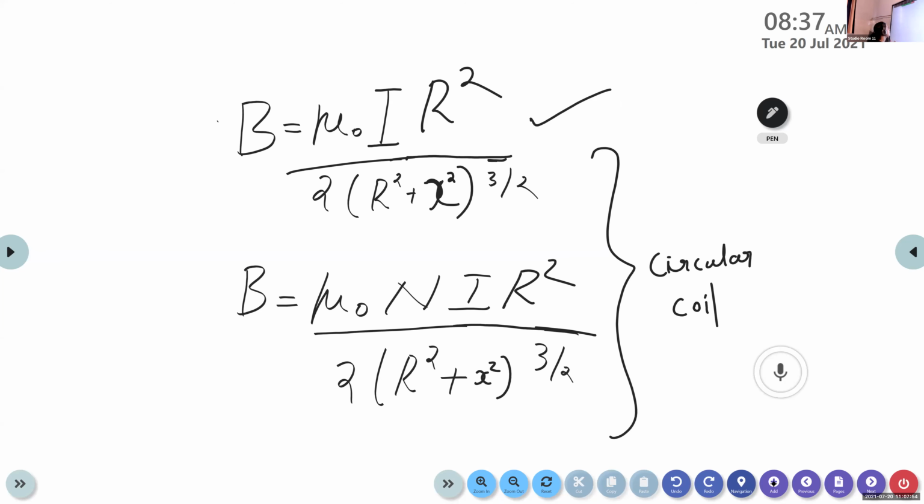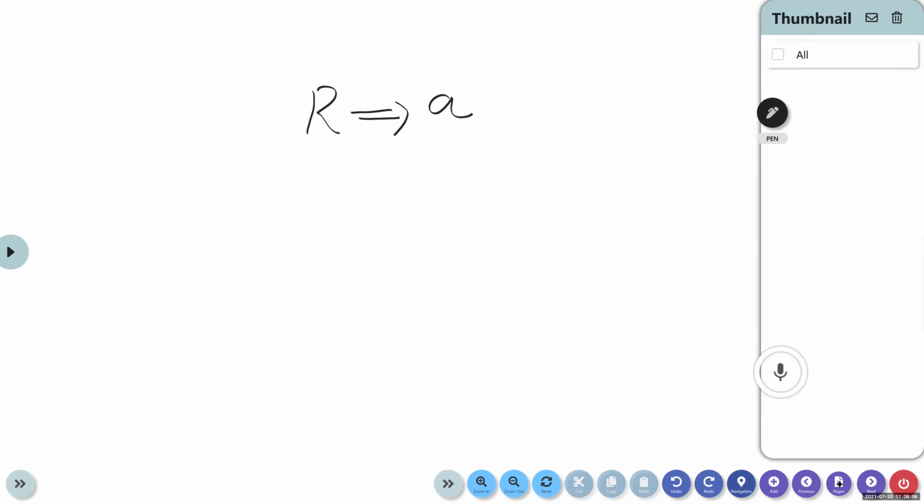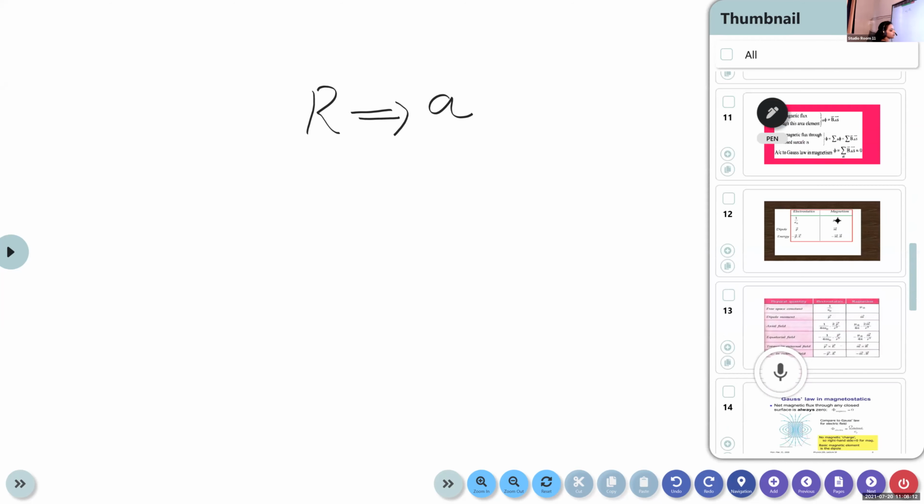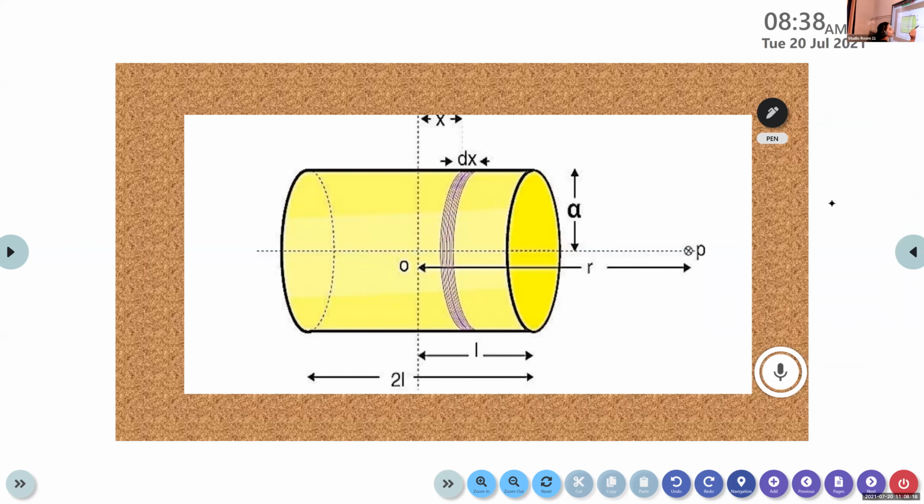But in the present case, the radius of the solenoid R changes into A. Similarly, what is the distance between the point P and the center of the solenoid from the figure? So this is our figure. We want to calculate the distance from this point P to this X, from here to here. The total distance is equal to R and the small distance is equal to X. Therefore, the distance from the point P to this small segment is taken as R minus X. Is it clear?